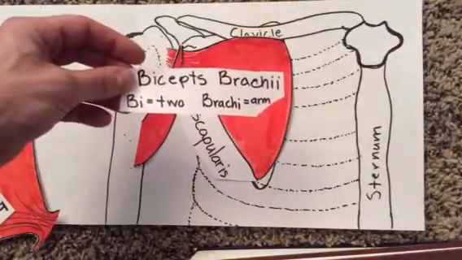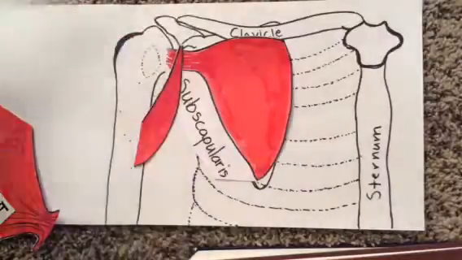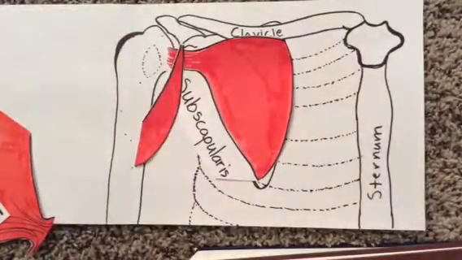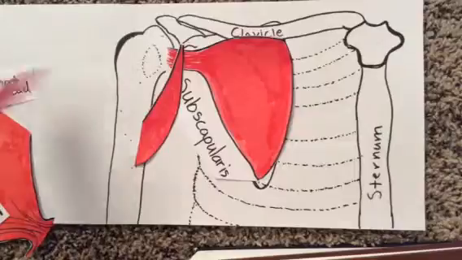Next, we've got the biceps brachii. Bi meaning two, brachii meaning arm. So there are two parts to this muscle. We've got the long head and the short head. Let's start off with the long head.